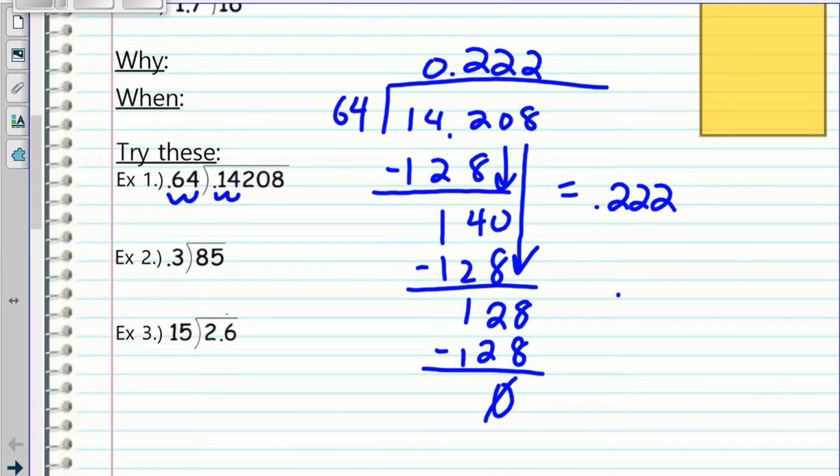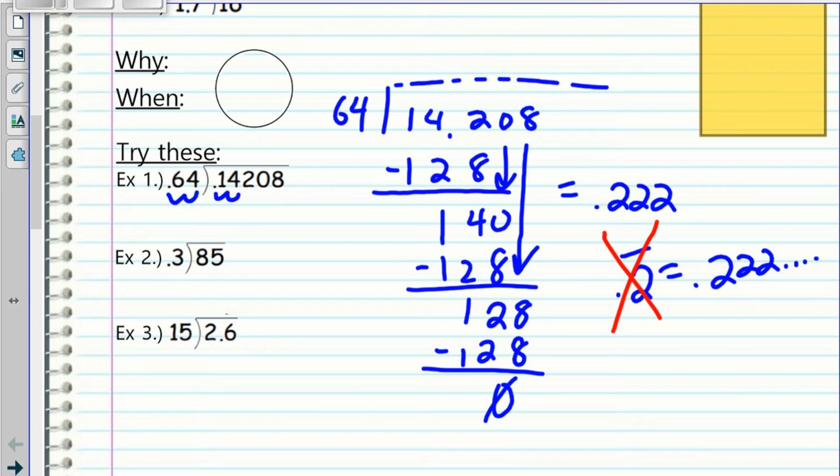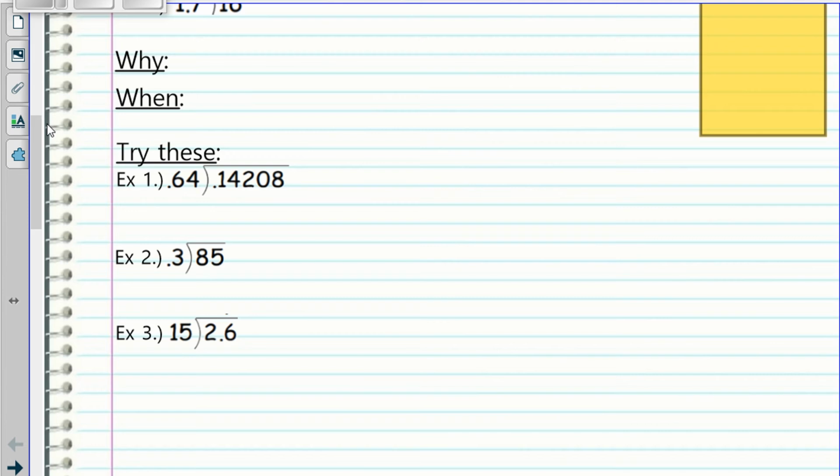Now, you cannot write this. That's wrong. Because what this implies is that this is 0.222, so on and so forth. And that's not true, just simply not true, okay? Because it terminated at the, what, 10,000,000s place. So, okay, don't do that. All right, let's see, okay.